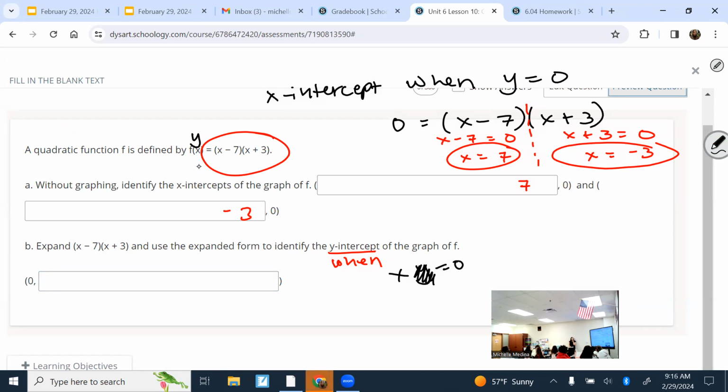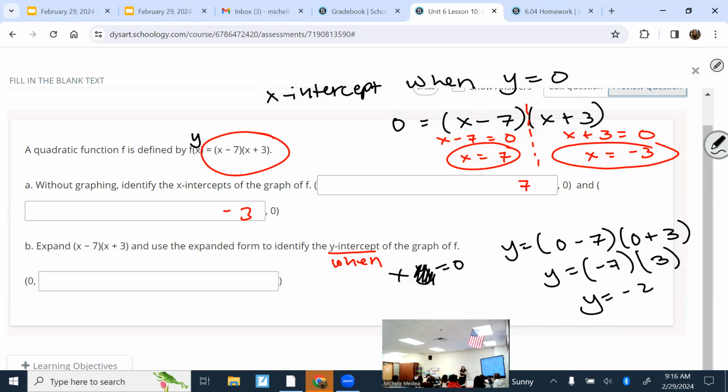So if I take that same equation, and now I just make the x zero. What is 0 minus 7? What's 0 plus 3? What's -7 times 3? -21 is my y-intercept. That's the value for y when x is 0. You could also, again, FOIL this, do whatever you want. And then that single number in standard form is always your y-intercept.